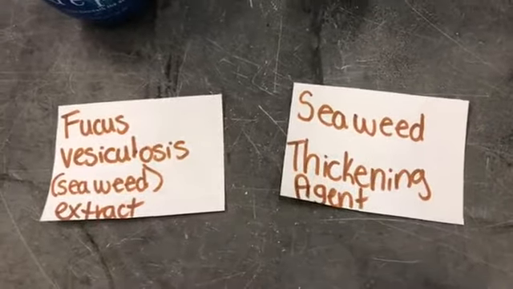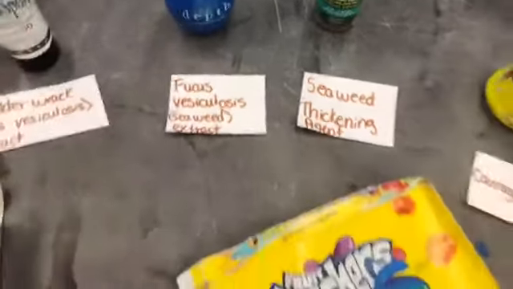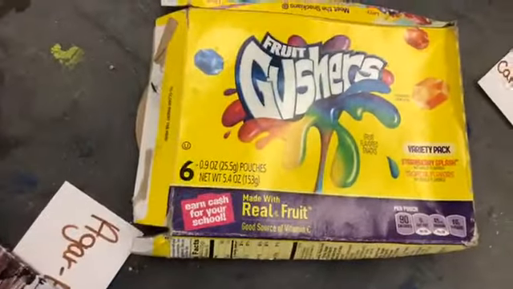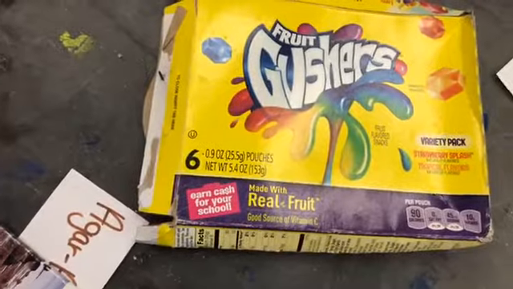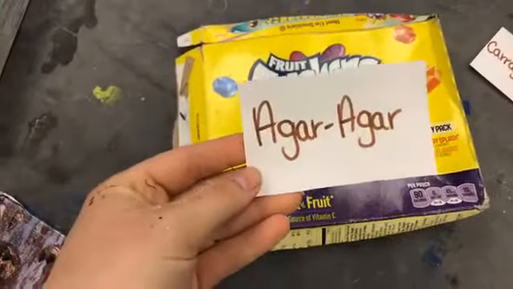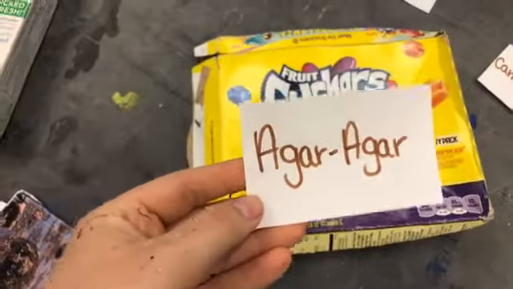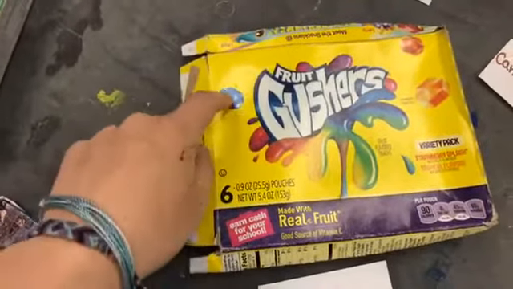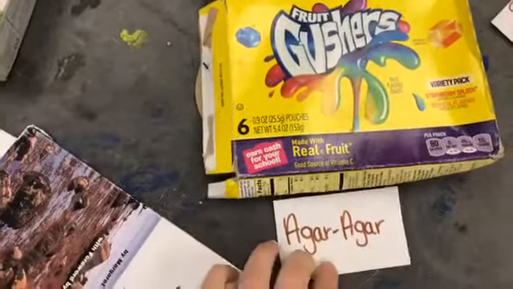Now we're going to be moving on to the food. I remember eating these a lot as a kid. We had some fruit gushers. And if we were to look, we would see agar-agar. That is probably what makes the outside nice and squishy. They're adding it to that.